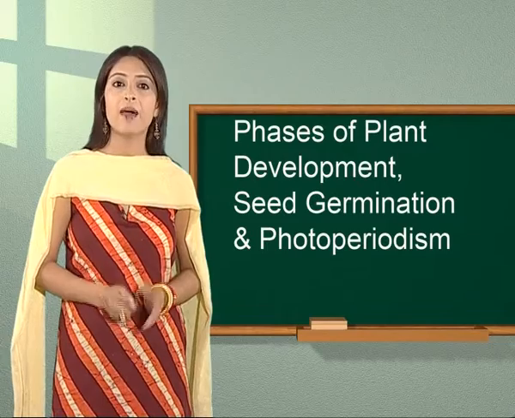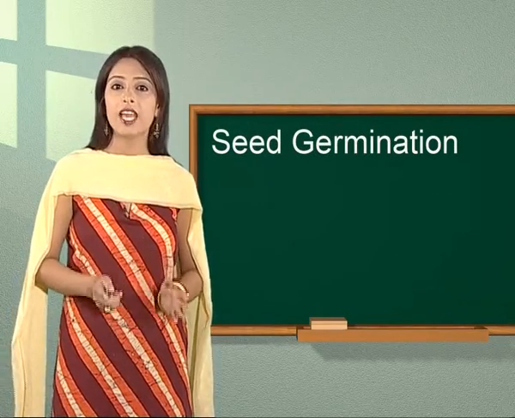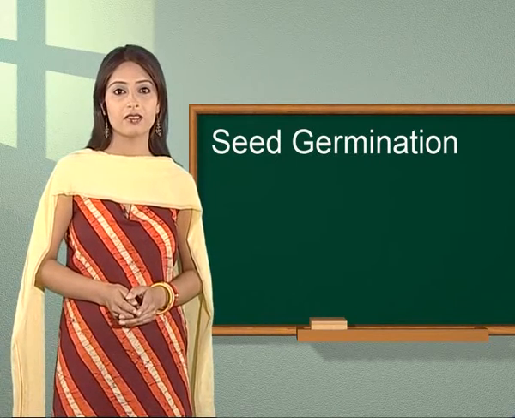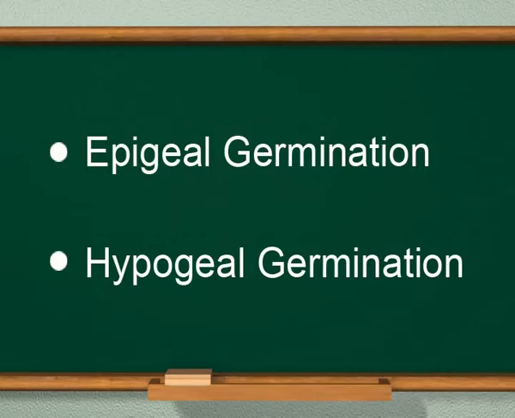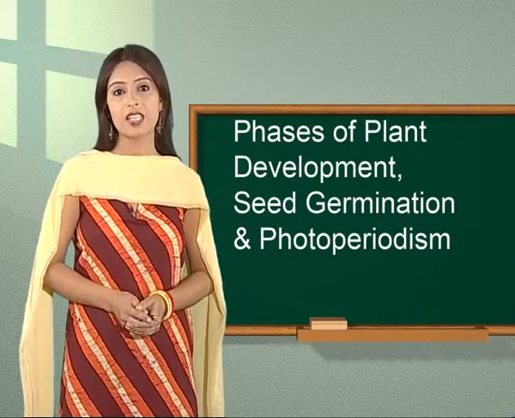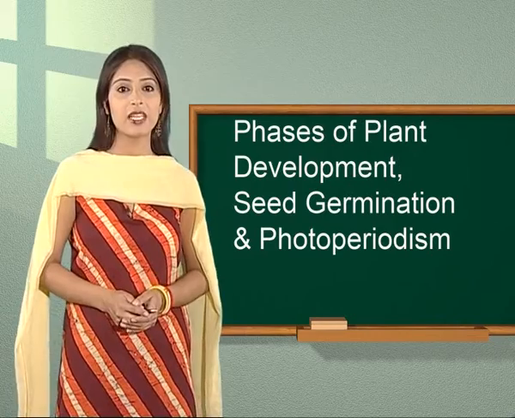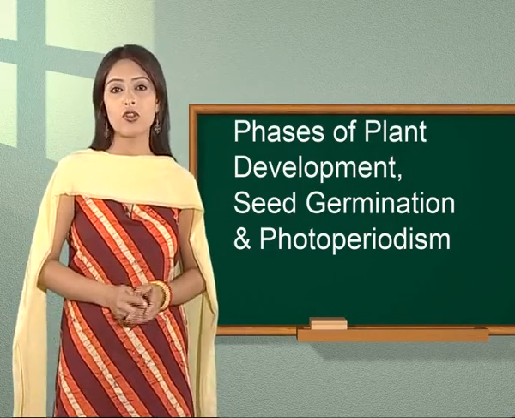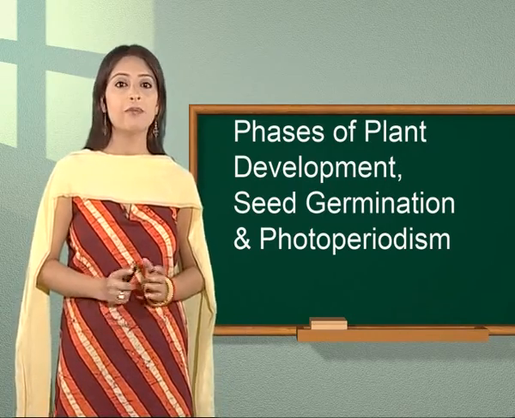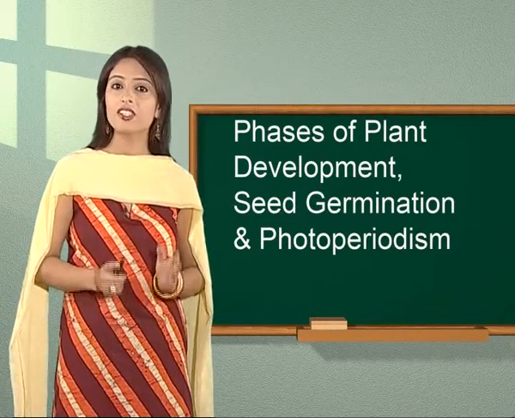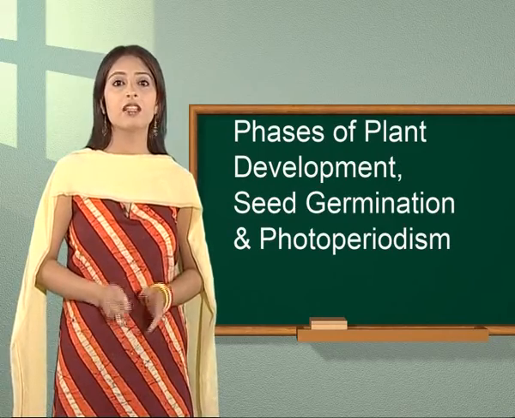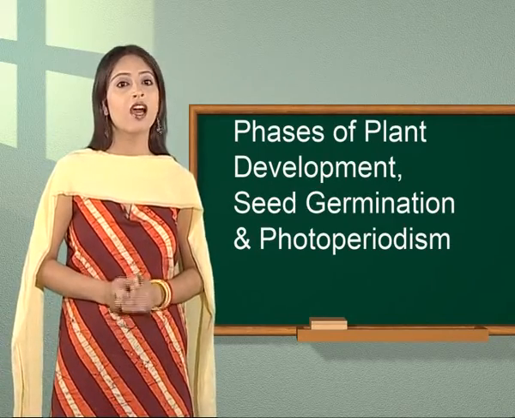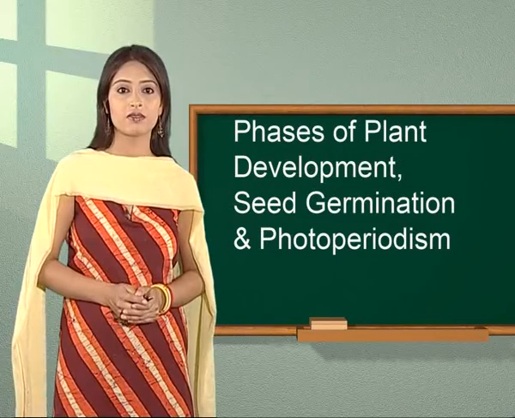Emergence of radicle by rupturing seed coat is called seed germination. There are two types of seed germination: epigeal germination and hypogeal germination. The basic difference between these two types is that in hypogeal germination, the cotyledons, also called seed leaves, remain below the surface of the soil and the shoot grows outward. Whereas in epigeal germination, the cotyledons are brought outward above the ground along with the shoot.